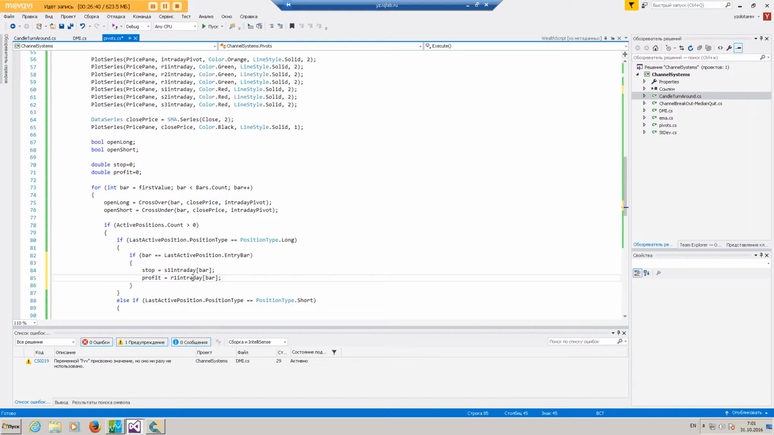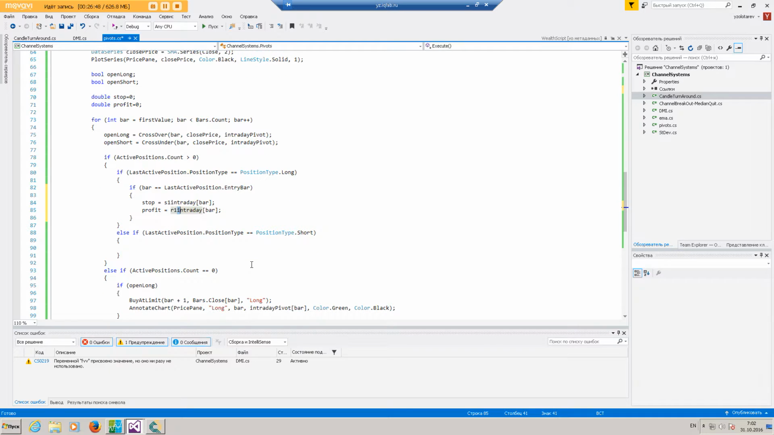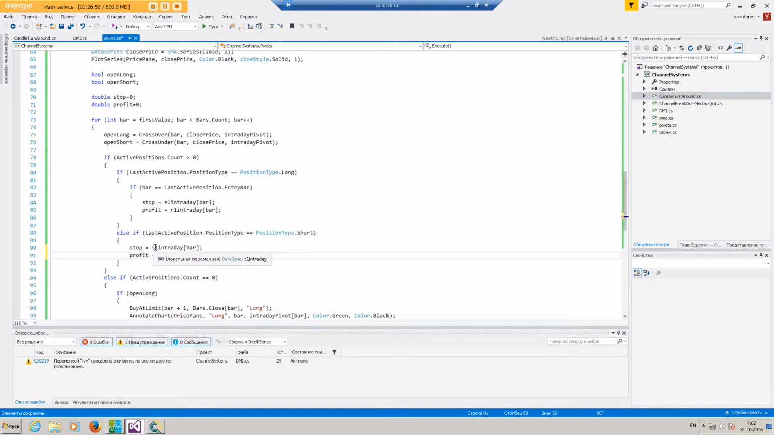And you can see this is going to create a problem if we go to the next day, because the profit and the stop are going to stay the same, but that's something we can do a bit later. For right now, we just need to get it working. So, this is the other way around. The stop is going to be R1 and the profit is going to be S1, right?